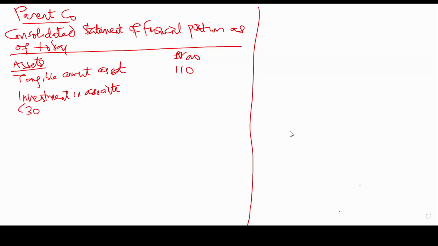How much was the profit? All of the profit that the associates made during the period. You go to the SOPL of the associate, you see there 25,000. All right, they made 25,000. So we're expected to get 40% of this 25,000.